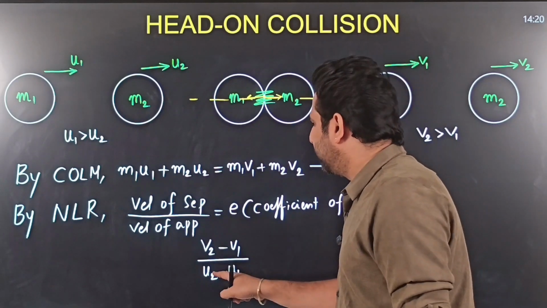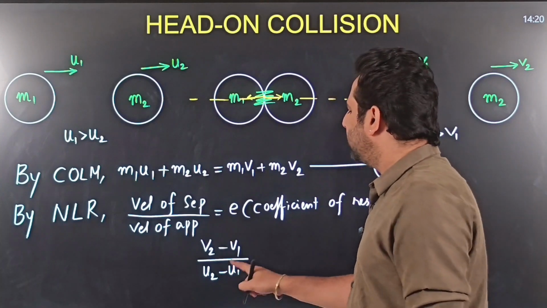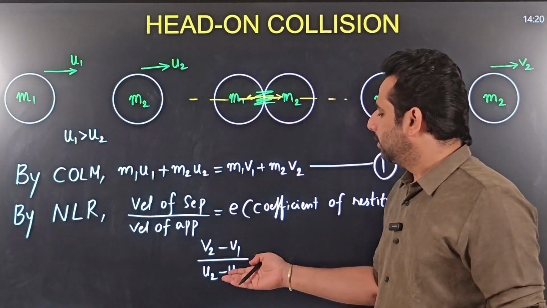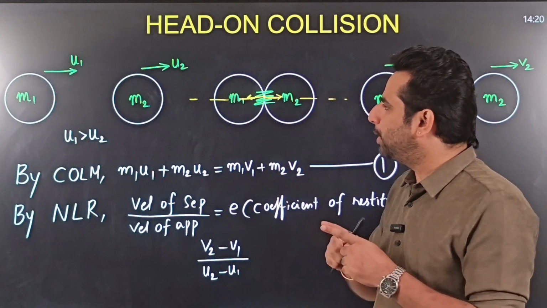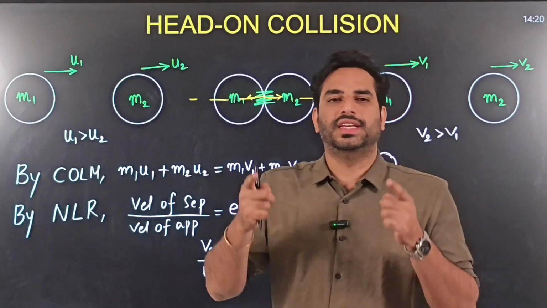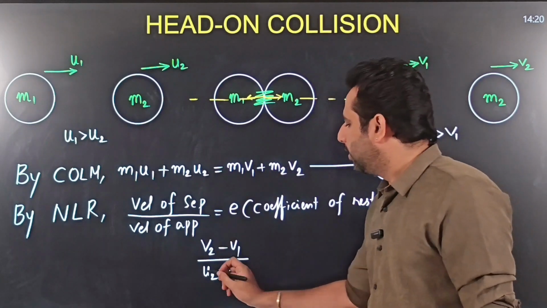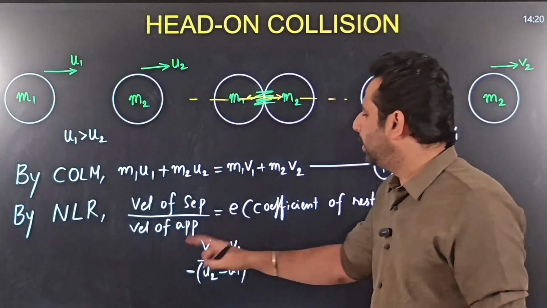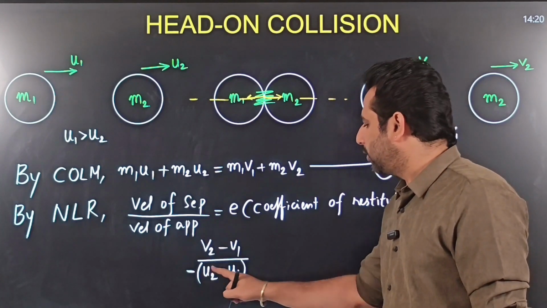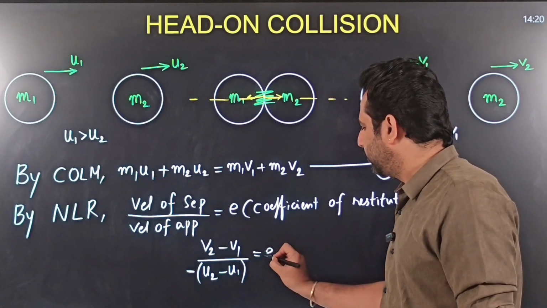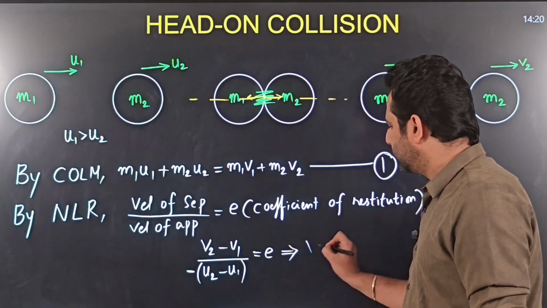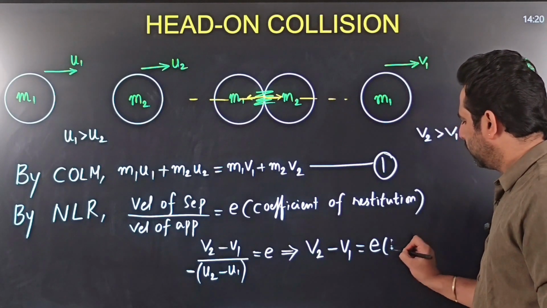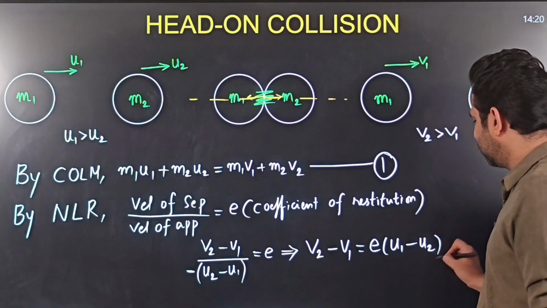But this quantity is negative because u2 is less than u1. u2 minus u1 is negative, obviously, because the rate at which the distance between m1 and m2 is changing is a decreasing function. We only need the magnitude of the velocity of approach. So that is minus of u2 minus u1, which is equal to E. So the second equation is v2 minus v1 equals E times u1 minus u2.